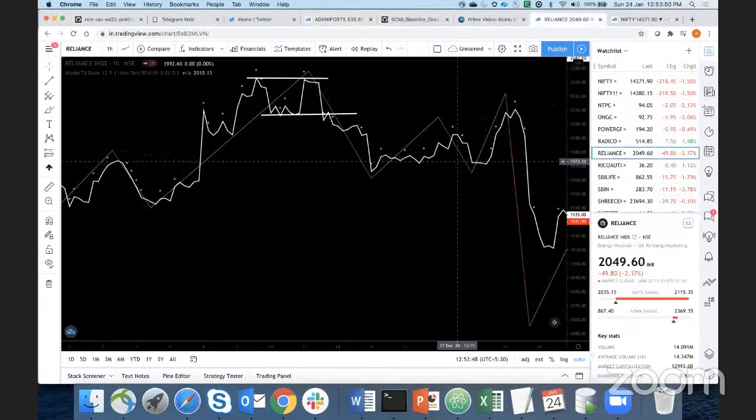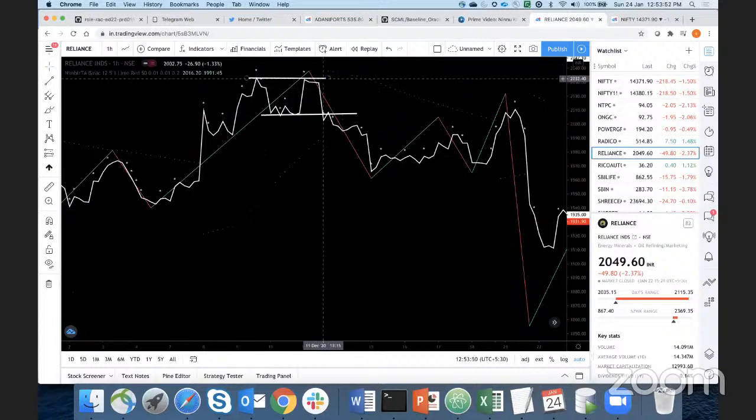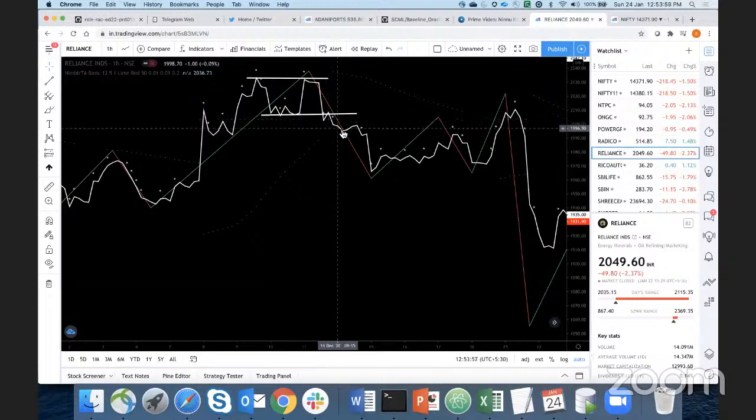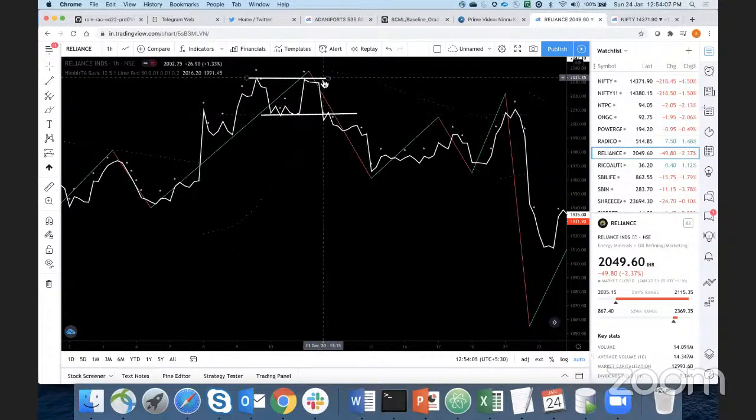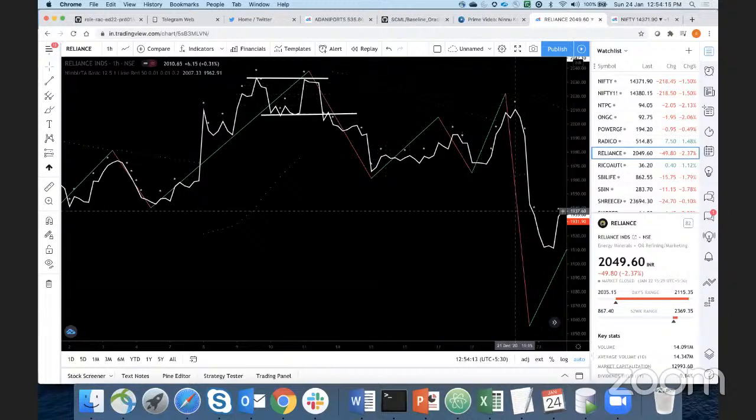See, right here I marked. So after the break of this line, here around 2000 we entered for a short. Next it immediately made around 1961. That's where I booked half of the quantity and kept trailing the remaining with this high on an hourly closing basis. Whenever it closes above, we need to exit the short. It never closed above and it made a low of 1855.